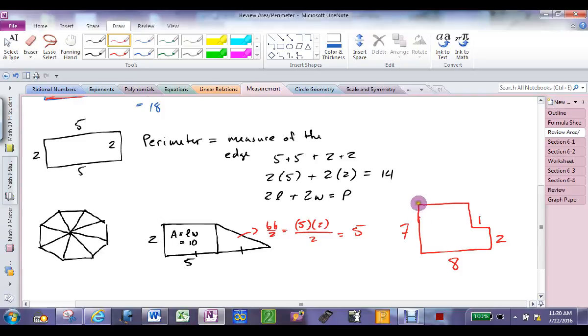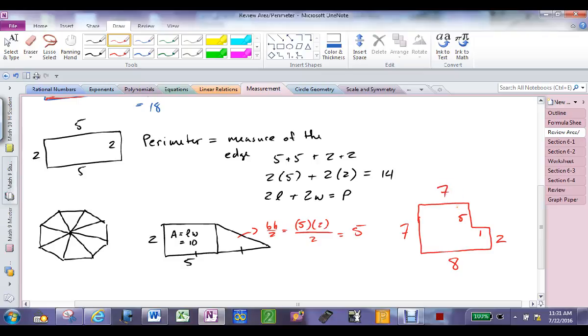Do I have this edge? Yeah. So what's this side? If this is 2, what's left? 1. No, the 1 is right here. This is 1. So this has to be 5, doesn't it? Why? Because the 2 plus 5 is 7, yeah? If this is 1, what does this have to be? Why? Because the whole thing is 8. Now, can I do the perimeter?